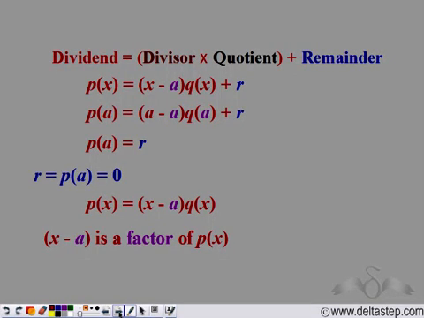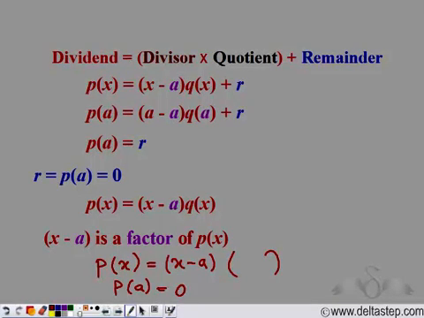Now for the time being, say we do not know anything about p(a), but we know that x minus a is a factor of p(x). So we can write p(x) as x minus a into something, because x minus a is a factor of p(x). Now what if we substitute a here? Substituting a on both the sides, we get p(a) equal to 0.